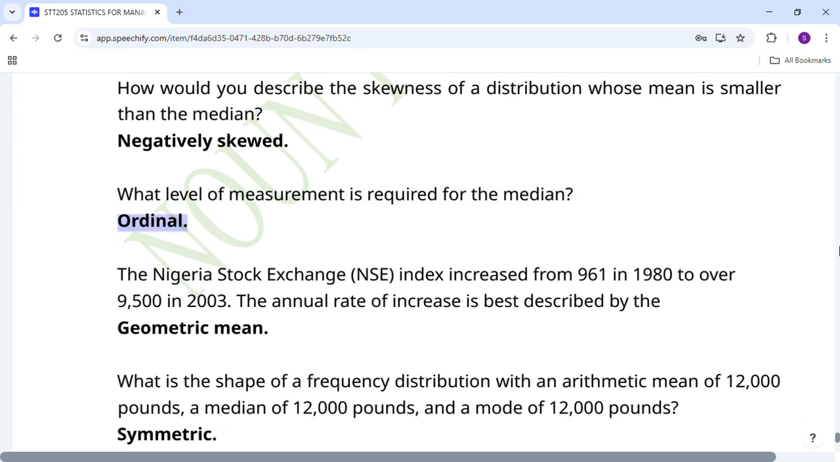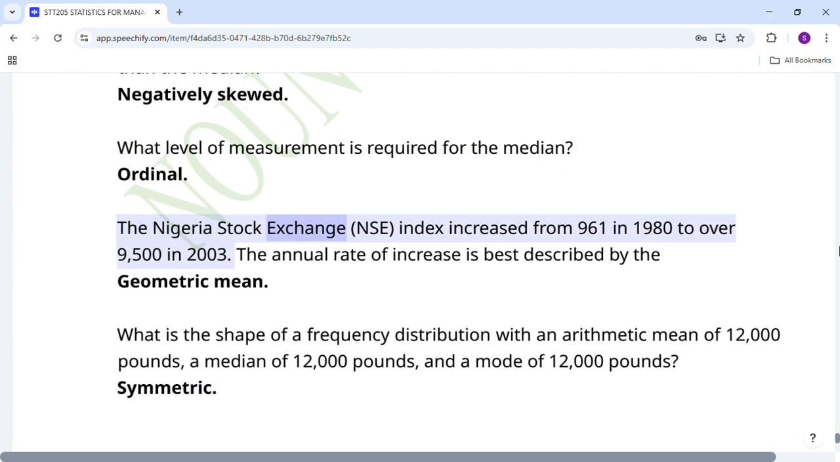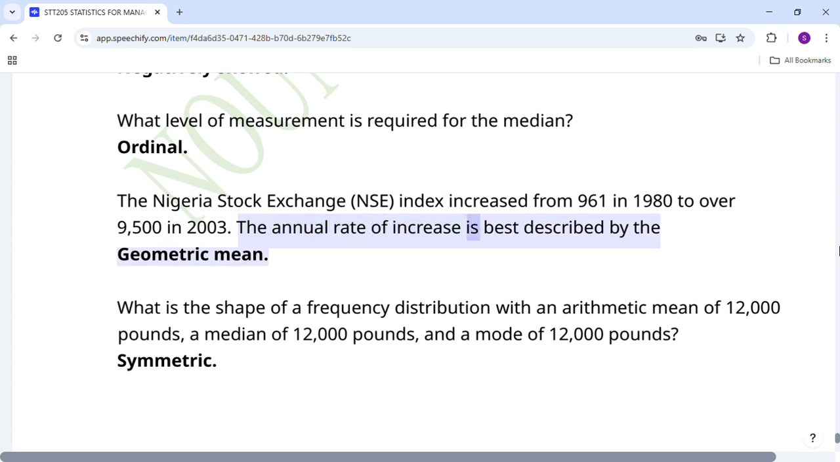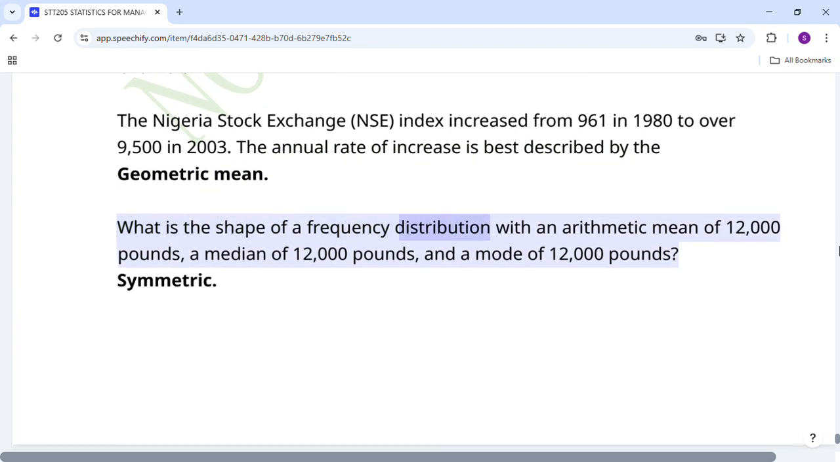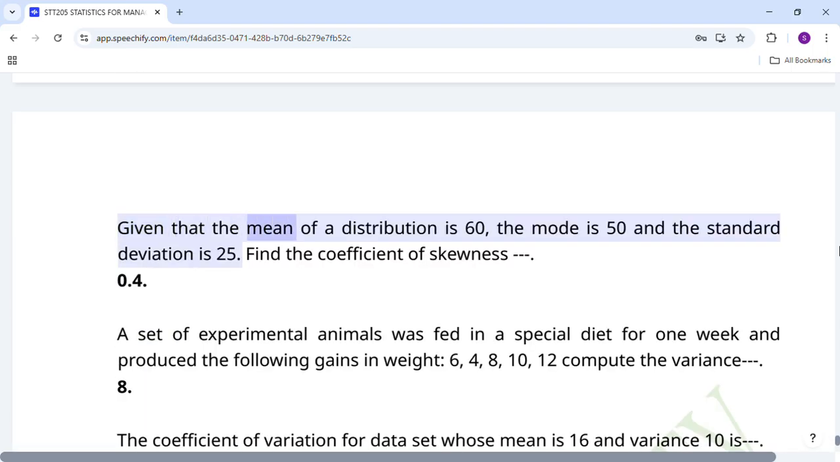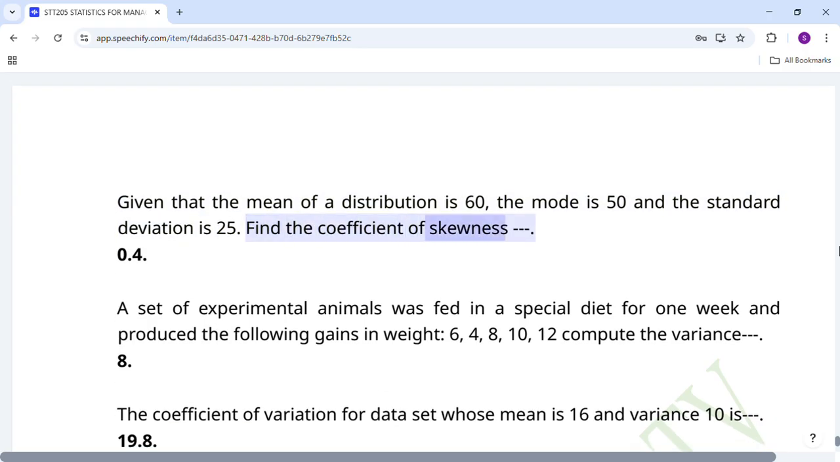The Nigeria Stock Exchange, NSE, index increased from 961 in 1980 to over 9,500 in 2003. The annual rate of increase is best described by the geometric mean. What is the shape of a frequency distribution with an arithmetic mean of 12,000 pounds, a median of 12,000 pounds, and a mode of 12,000 pounds? Symmetric. Given that the mean of a distribution is 60, the mode is 50 and the standard deviation is 25, find the coefficient of skewness.